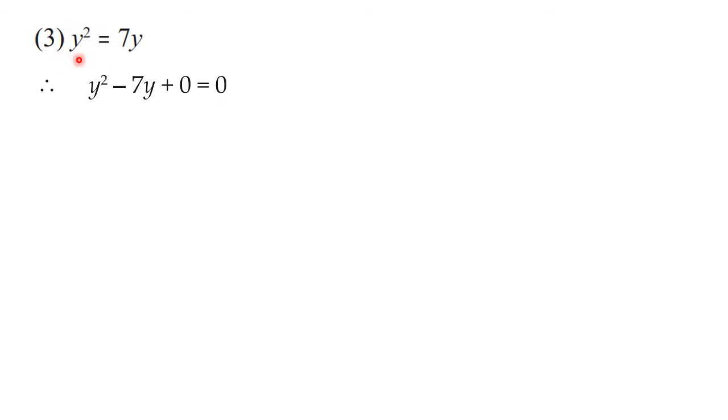See, first of all, the term with the highest index, that is y square. Then we have written the term with y, minus 7y. See, plus 7y shifted to the left hand side. So plus 7y and plus 0. This term was missing, so we wrote it as 0. You know that for a missing term we need to take coefficient 0, and then equal to 0. It's an equation, so every time you need to write equal to 0.